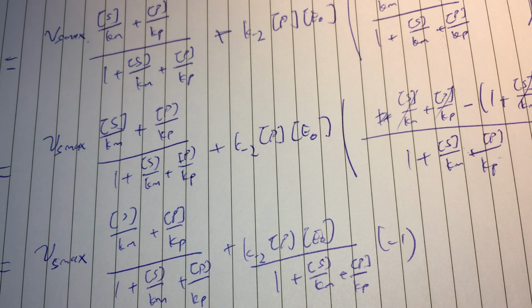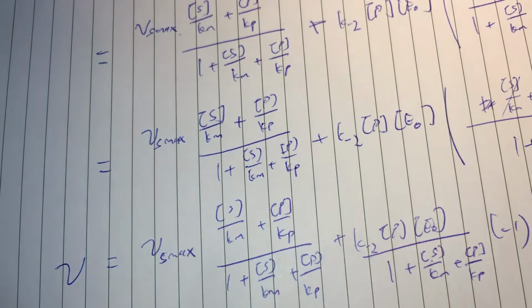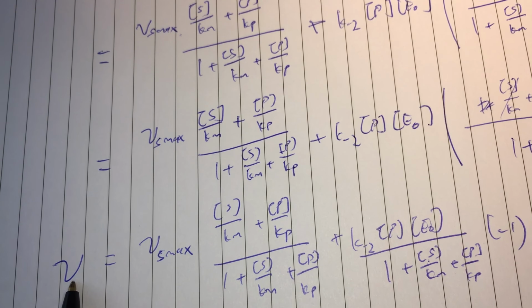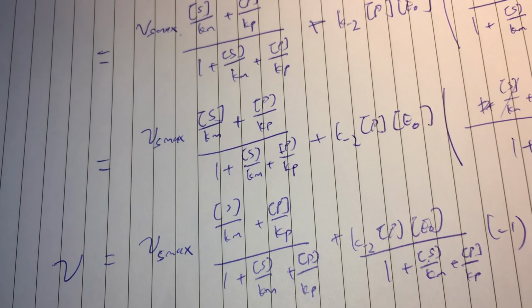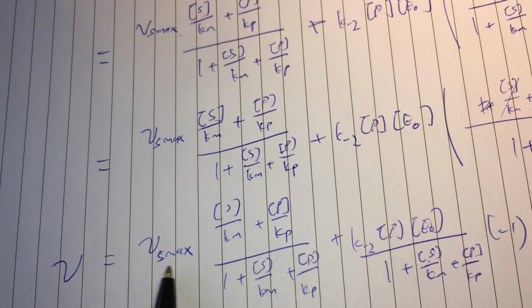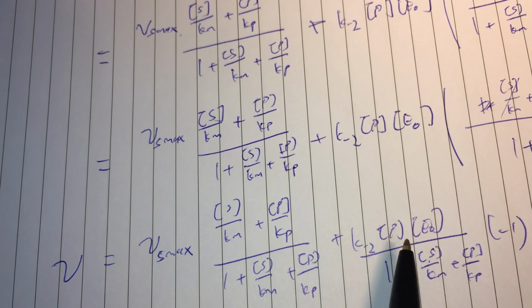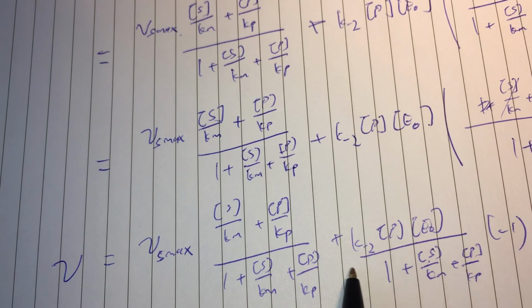Alright, so we're getting somewhat close, but not quite close yet. So we probably want to continue this derivation in the next video, part 3. So this is the rate of product formation, which is just V. It's the Greek letter which I don't know how to pronounce. But this V equals the Vs max times all of this plus the K2 into P into E naught over all of this, the same denominator, times minus 1.